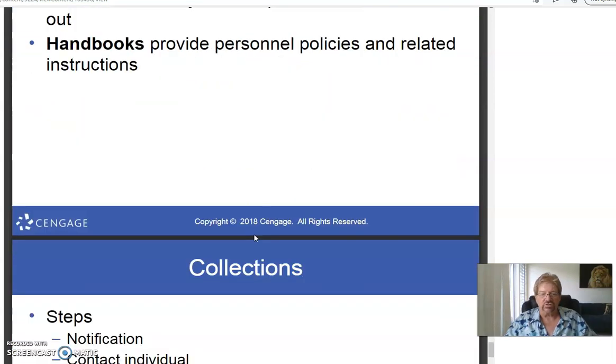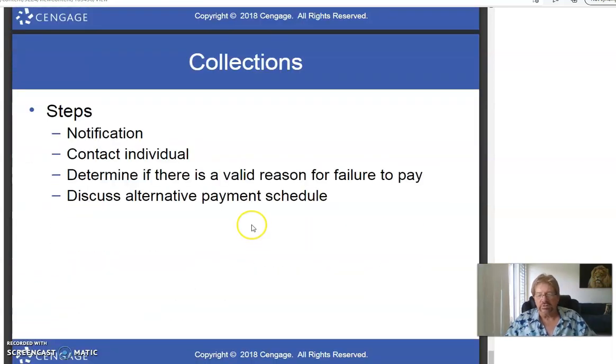Collections, meaning when people owe you money. There's still in a doctor's office, guys, quite a bit of cash. I mean, most of it's insurance, but there's still co-payments and deductibles and stuff. Steps, notification. This is how the collection process works. This is the last slide. Putting pressure on the person to try to collect the debt. Notification: contact the individual, determine if there's a valid reason for failure to pay. Discuss alternative payment schedules.